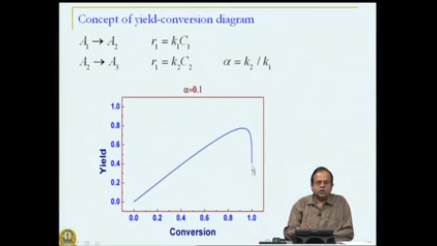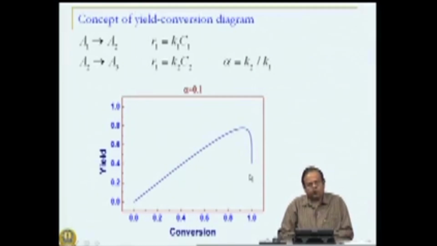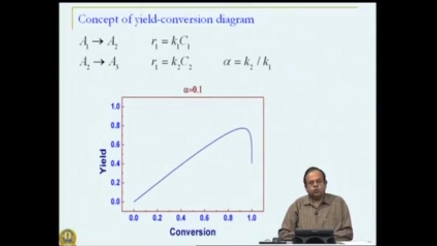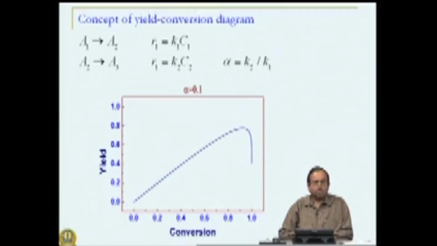So, which results into this kind of conversion. So, two lessons we learnt when it comes to complex reactions. Lesson number 1, that when we have complex reactions, conversion is not the only criteria for design. We have to worry about yields, selectivities and so on.